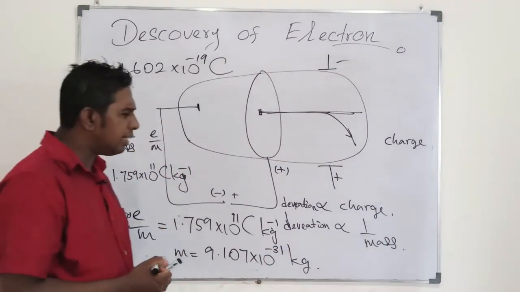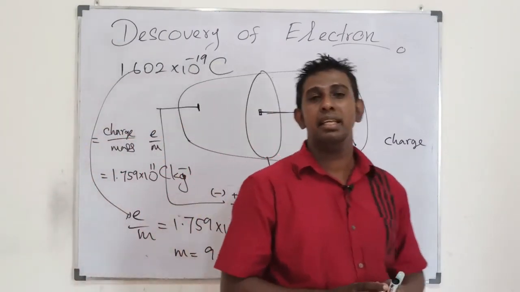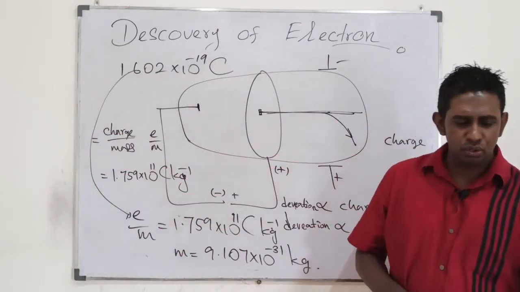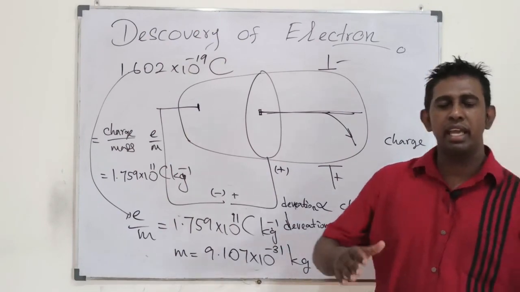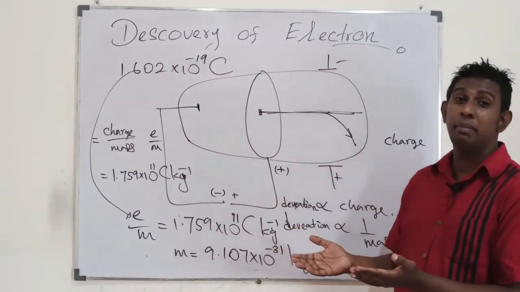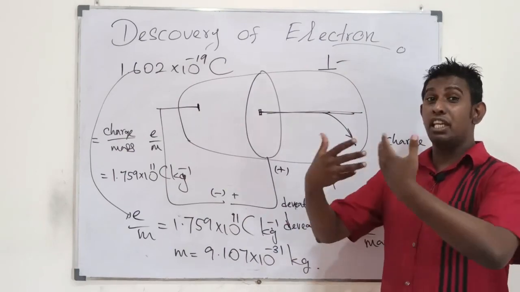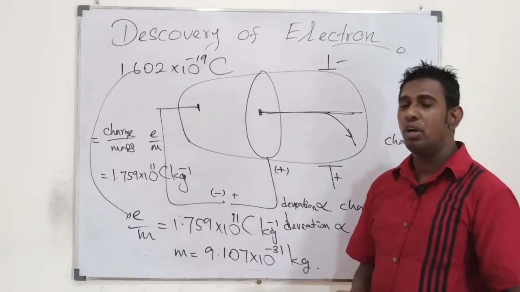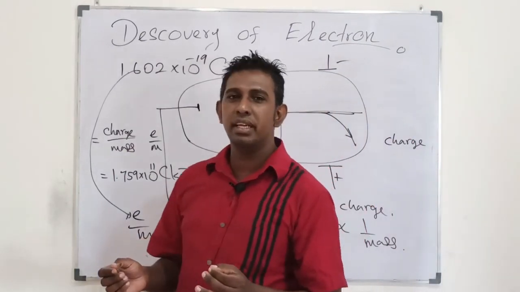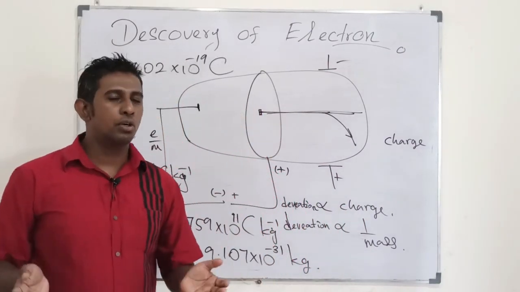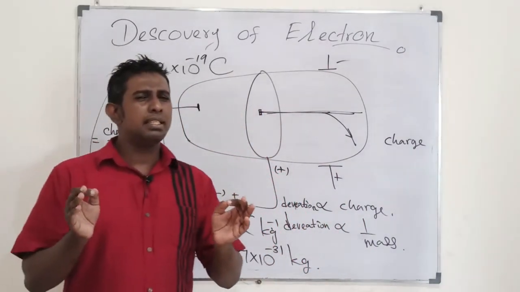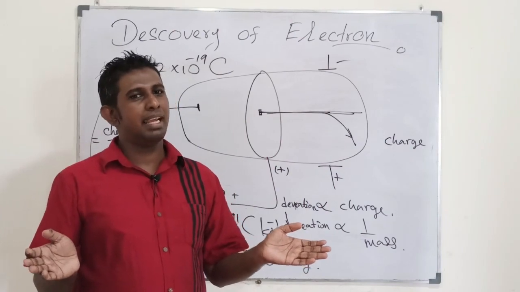Okay, those are the details regarding electrons. So students, so far we have found out how the subatomic particle electron was discovered. In our next video, we are going to consider the discovery of the proton. So hope these things are very simple and clear.